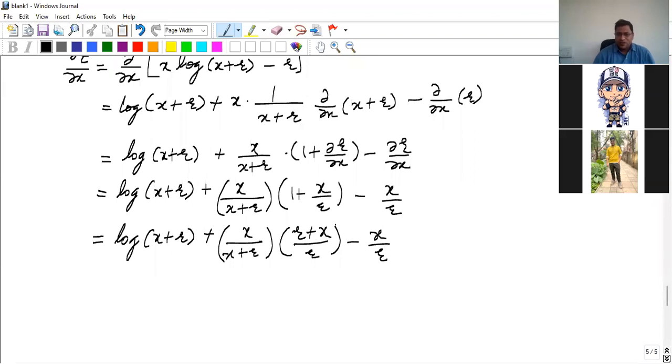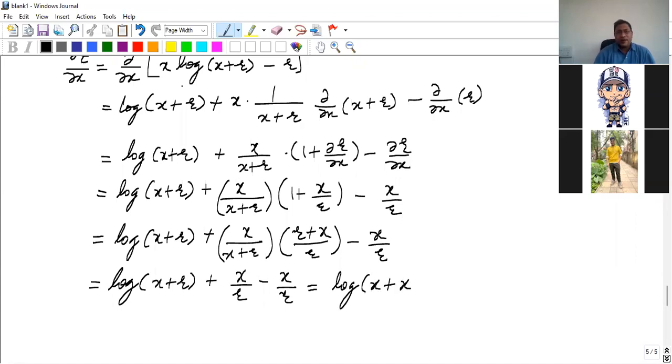The numerator and this denominator will get cancelled. This is x plus r and this is r plus x, so they will get cancelled. So what is the next step? Log of x plus r plus, now this x and this r will remain, so x upon r and minus x by r. Now this will get cancelled, and what we get is log of x plus r. So we got ∂z/∂x equal to log of x plus r.